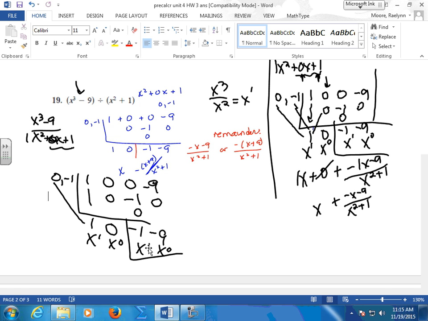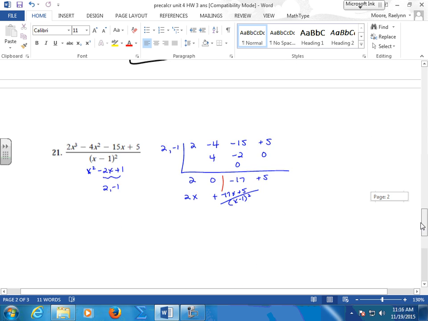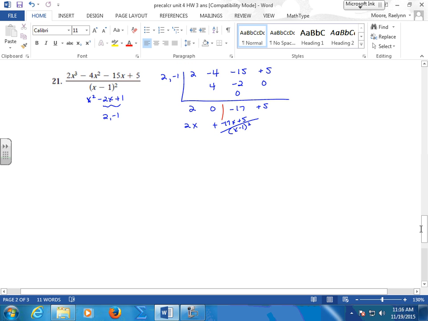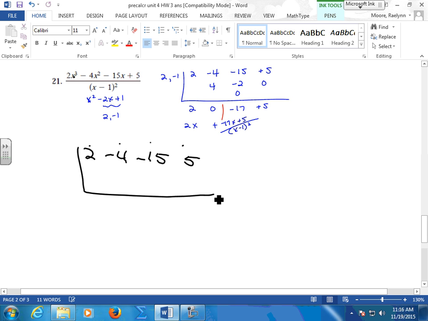Okay, let's try the last one together. Let's pull out our coefficients. 2, negative 4, negative 15, 5. So let me check. 3, 2, 1, 0. That one looks good. Now, I notice my denominator is my square. So I FOIL it out, and I get 3 terms. My leading coefficient is 1. So I look to these 2.